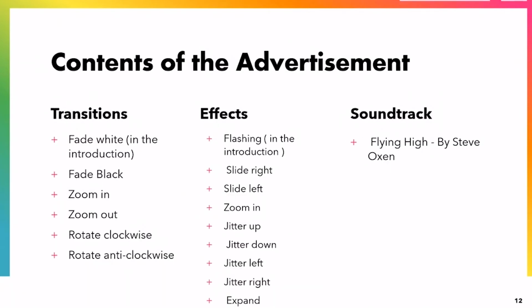Moving on, the contents of the advertisement include three terms, which are transitions, effects, and soundtrack. The transitions used in our advertisement are the fade white, which is used in the introduction, fade black, zoom in, zoom out, rotate clockwise, and rotate anti-clockwise. The effects applied for our advertisement are flashing, slide right, left, zoom in, jitter up, down, left and right, and expand. Last but not least, the soundtrack used in our advertisement is the Flying High song by Steve Oxen.